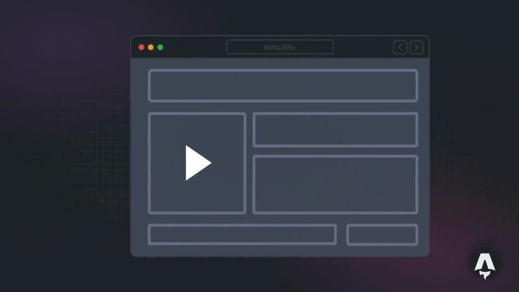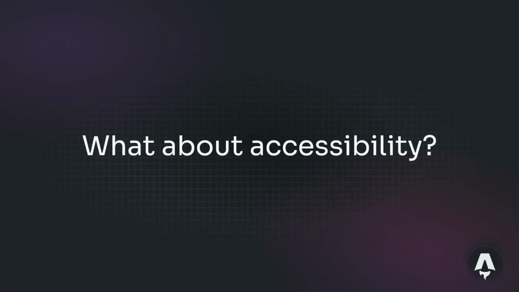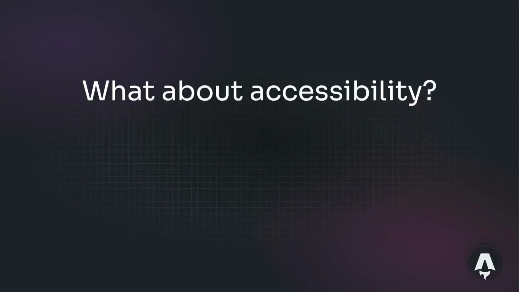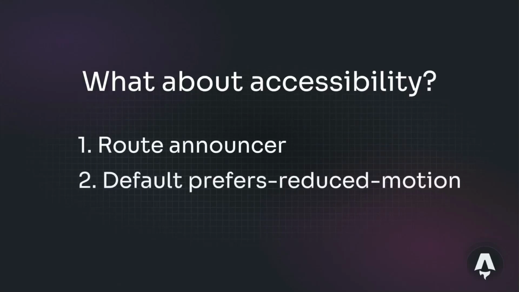Now, one of the real powers of view transitions is that you can maintain state between different routes. This means, for instance, if you have a video playing, you can add the transition persist directive and maintain the state of the video between 2 different routes if both videos exist on those pages. Now, you may be thinking ahead and wondering, what about accessibility? Well, 2 things to note here. One is that there's a route announcement that happens between route pages. And secondly, if somebody has prefers reduced motion on, some of those default animations are reduced.